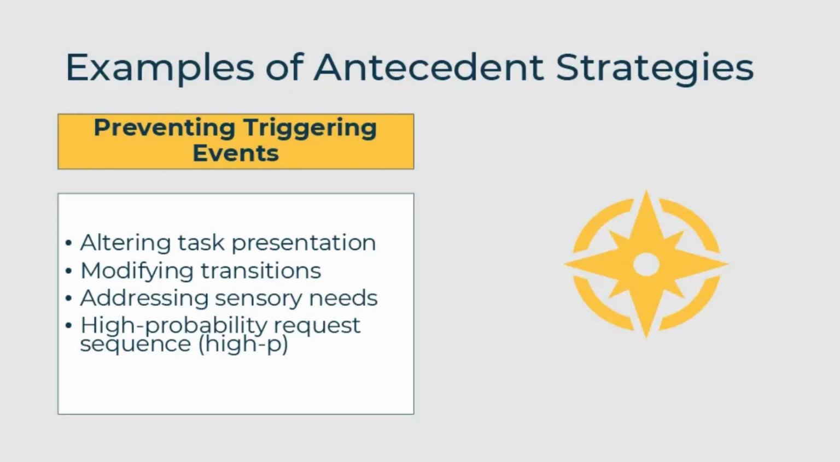We can also modify how we present tasks to prevent problem behavior. For example, allow verbal instead of written responses for students with fine motor challenges. Modify transitions by using countdowns, transition objects, or visual cues to reduce anxiety. Address sensory needs by offering breaks, fidgets, or movement opportunities to help students stay regulated. Use high-probability request sequences, where students begin with tasks they've already mastered before moving on to new or more challenging tasks. These changes reduce the likelihood that a situation becomes a behavioral trigger.